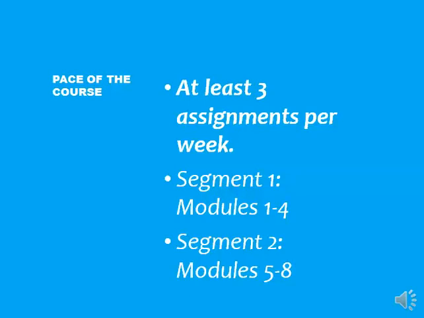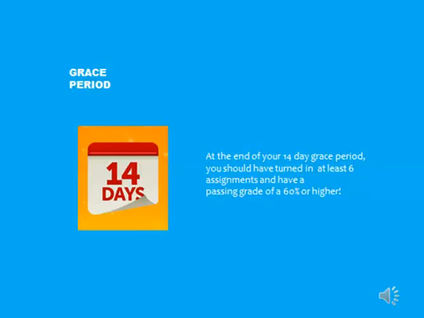You should be completing at least 3 assignments per week in pre-algebra. If you're taking semester 1, you should be working in modules 1 through 4, and semester 2, modules 5 through 8. Remember that you have a 14-day grace period. After your first 14 days in the course, you should have turned in at least 6 assignments and have a passing grade of a 60% or higher in order to keep your seat in the class.